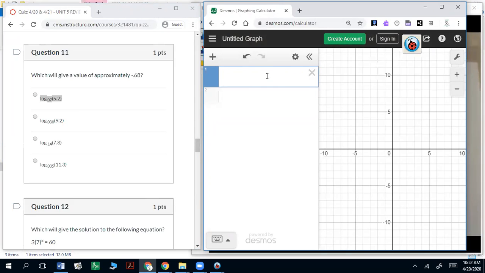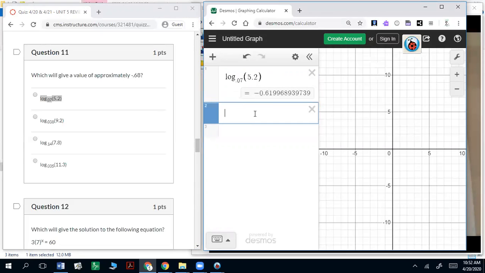So we'll go ahead and just type in log, shift minus 0.07, right arrow, parentheses 5.2. And negative 0.6199 is not negative 0.68. So let's try a new one. Log, shift 0.038, right arrow, parentheses 9.2. Well, that is really close. That is negative 0.678, which would round to negative 0.68.